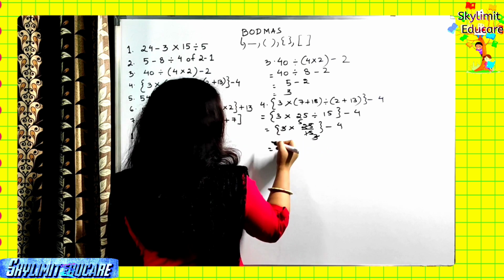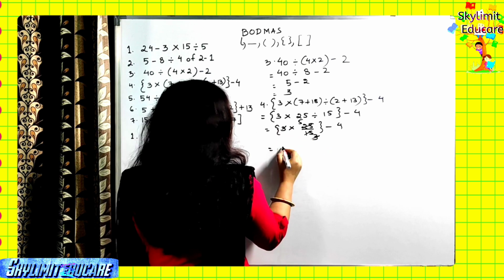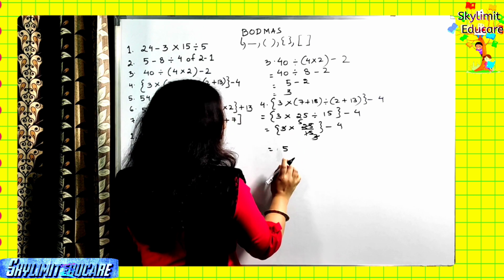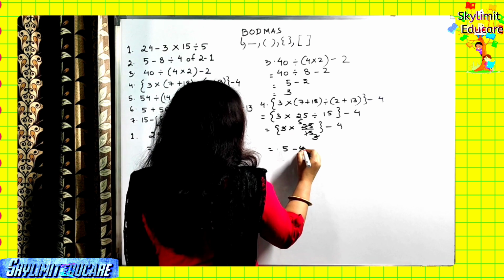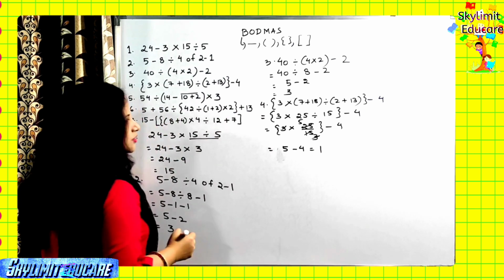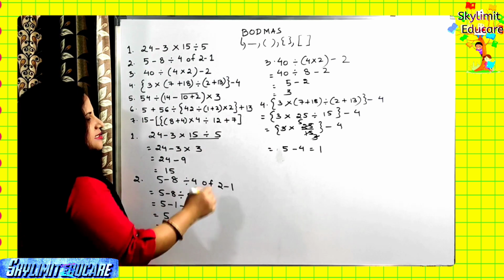cancel this 3 and 3. Now you can multiply also. So what is the answer inside this? 5, and just remove the bracket. 5 minus 4, that is equal to how much? 1. Okay, so this way easily you can solve it.